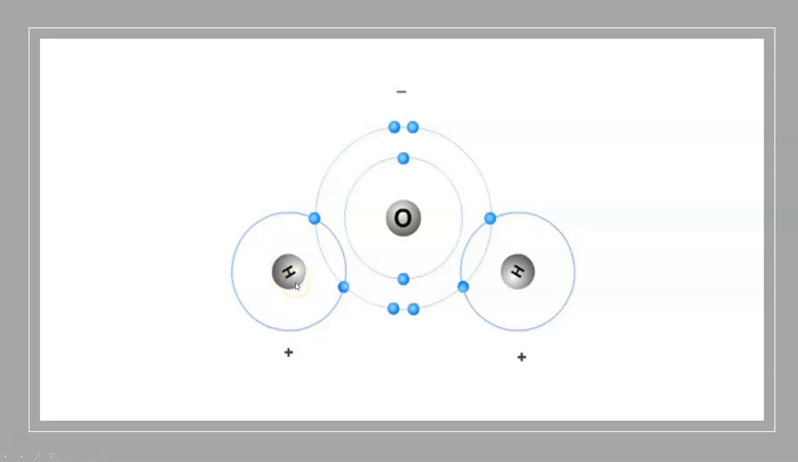And what they end up doing is sharing. So there's a covalent bond here between this hydrogen and this oxygen. And there's a covalent bond here between this hydrogen and this oxygen. They're sharing a pair of electrons. And you can see this pair right here. This electron and this electron are a shared pair. And this electron and this electron are a shared pair of electrons.